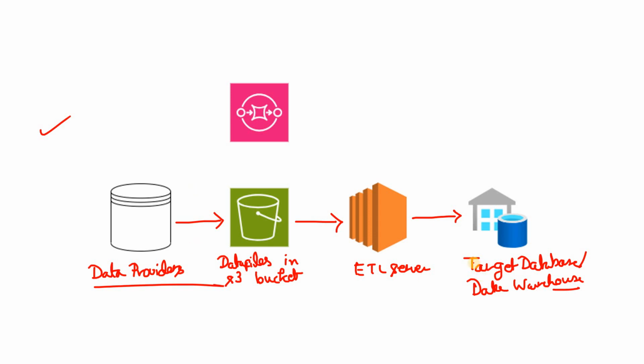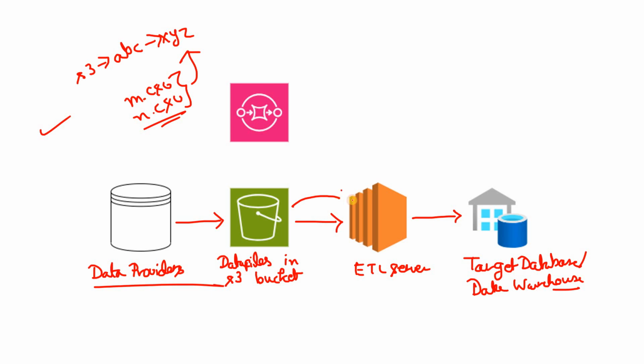Now in this architecture, there is a complex problem which data engineers often need to face, and let us try to understand what that is. For example, we have one S3 bucket named ABC, and a folder named XYZ. In XYZ, first the data providers have sent two files, maybe m.csv and n.csv. These two files are available in the XYZ folder within the ABC bucket. When the ETL server runs, it will read all the data files, and after processing it will load them into our data warehouse.